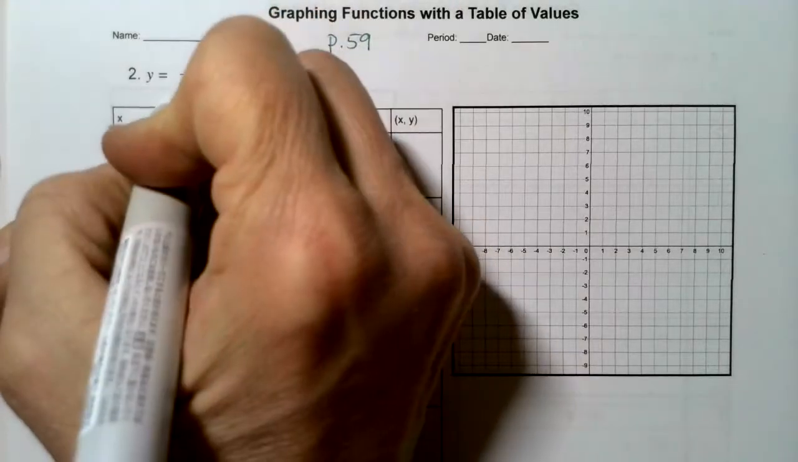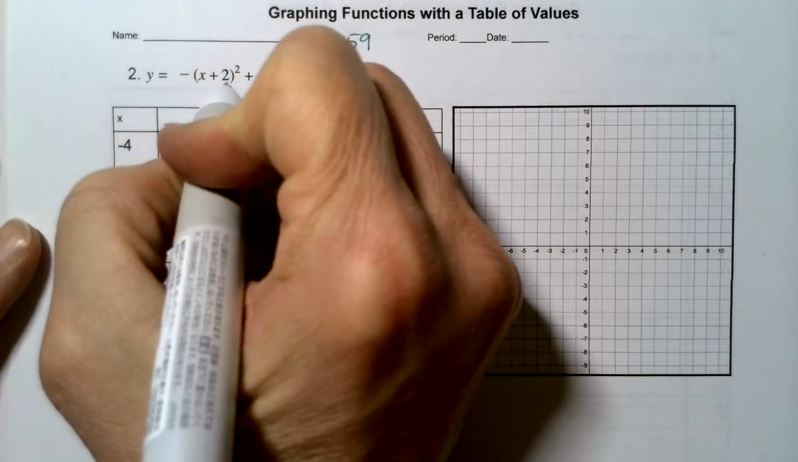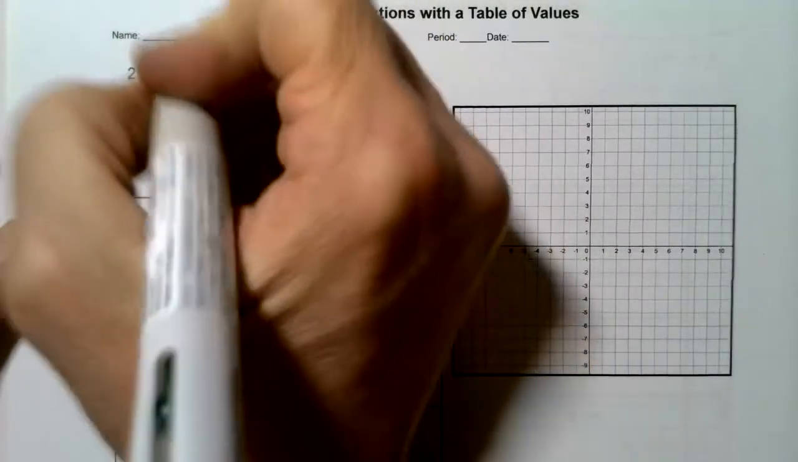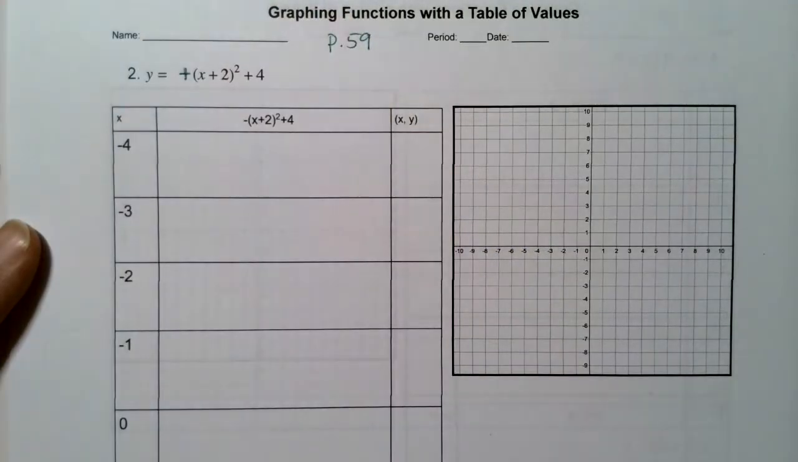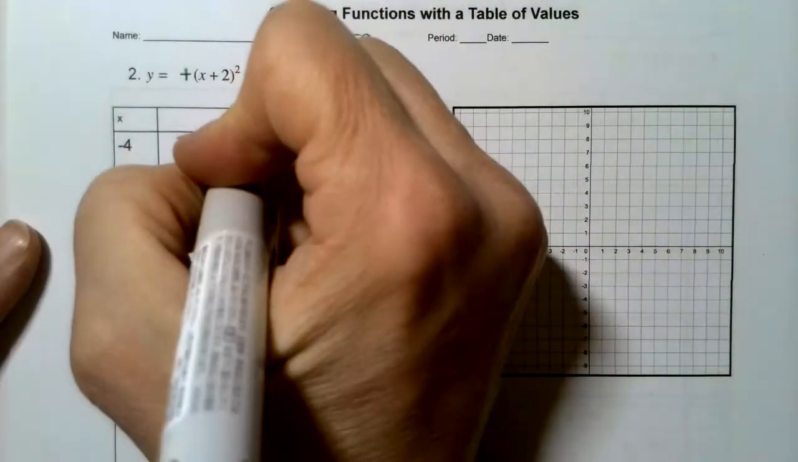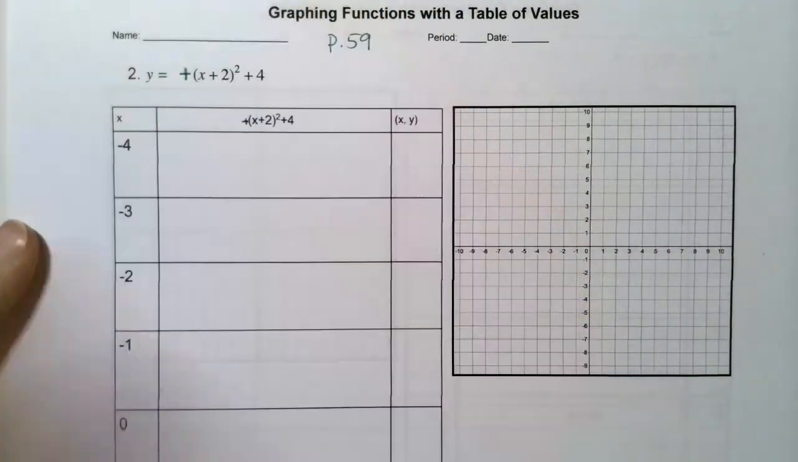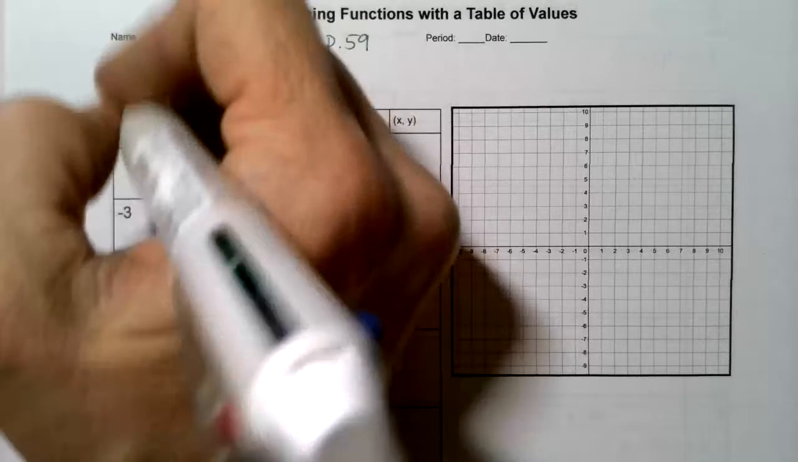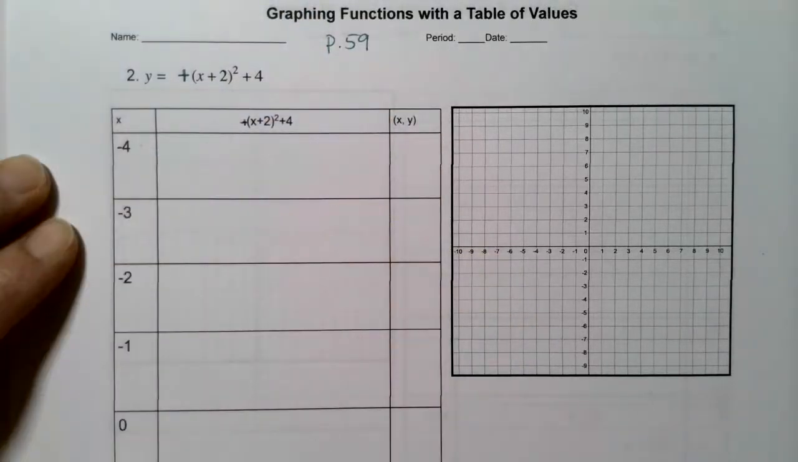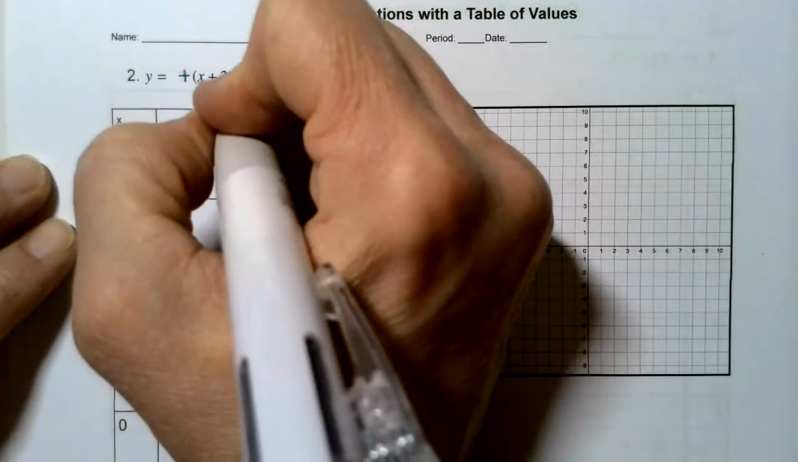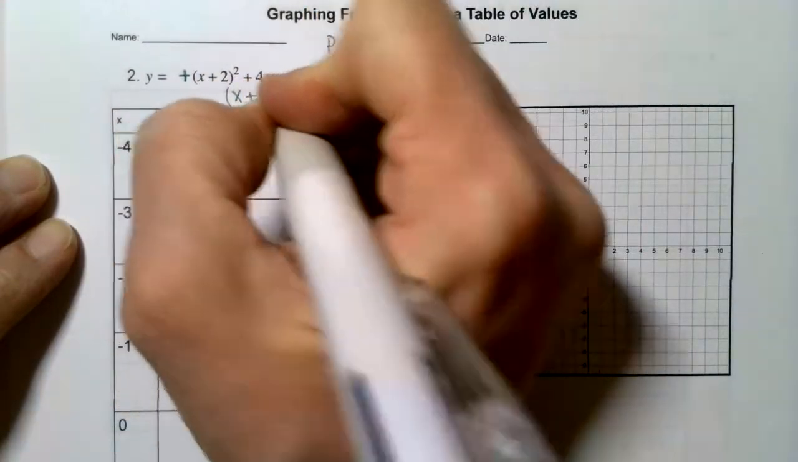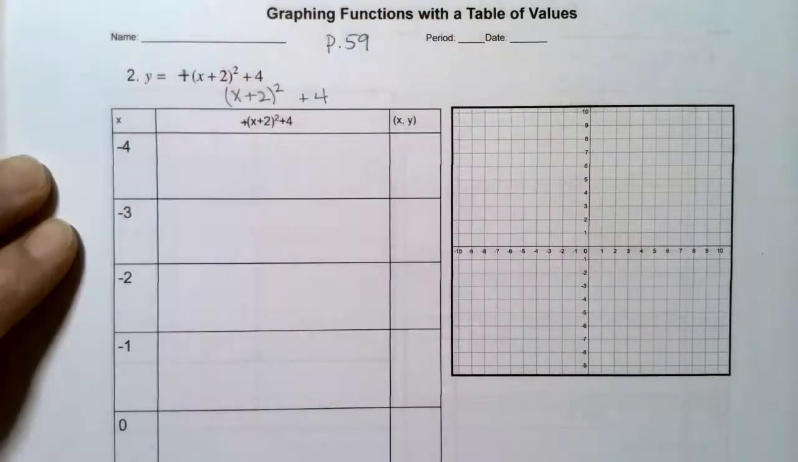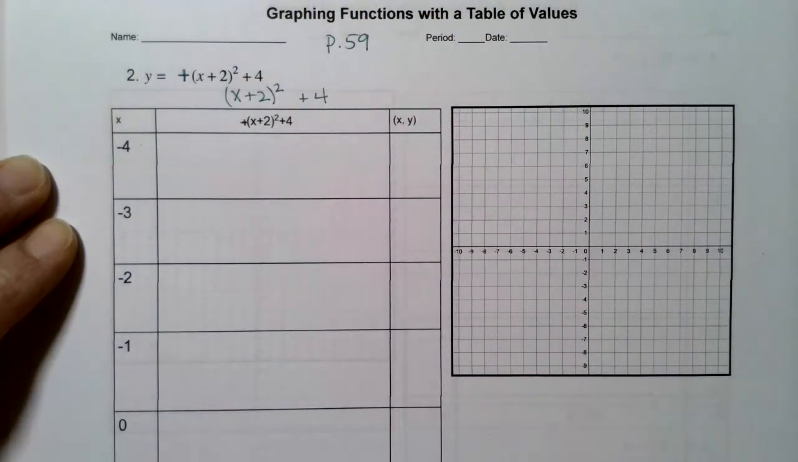Instead of having a negative x plus 2 quantity squared plus 4, we are going to take away that negative. We're going to think of that just as a positive. So you can cross it out or make it a plus. So our x values we're going to leave here. Our y values we're going to think of as x plus 2, that quantity squared, plus 4. That's what we're going to substitute in. That is our y value.